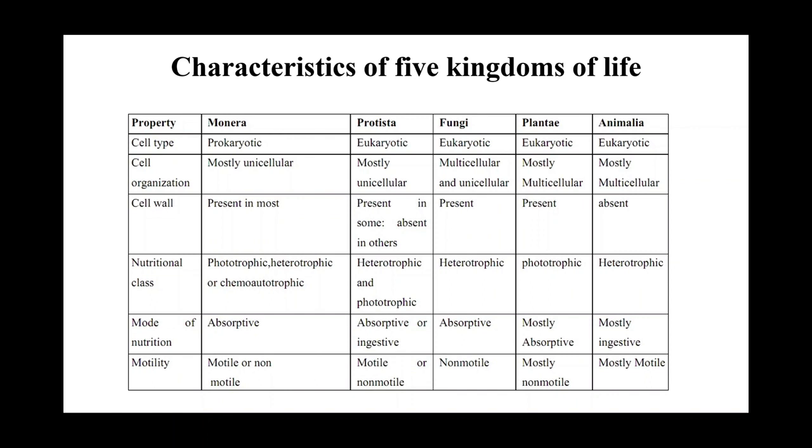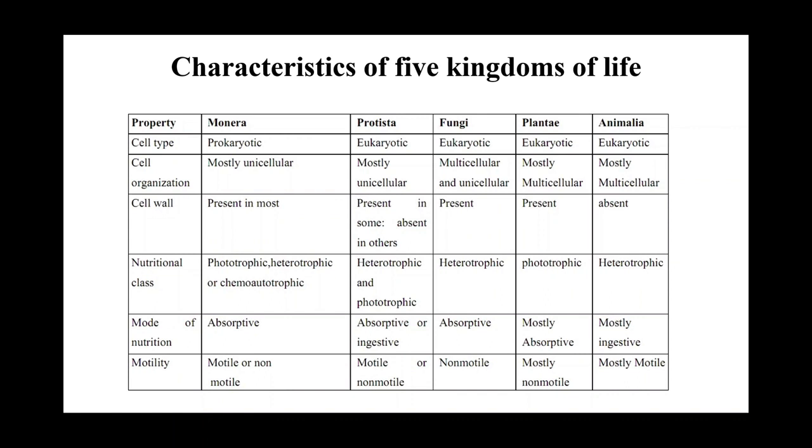Now, how do we define them? We have cell type. Monera are prokaryotes, which means they will not have a nuclear membrane, and eukaryotic cells, which have a proper nuclear membrane, proper organelles, and a cell membrane and a cell wall, are present in the other kingdoms.